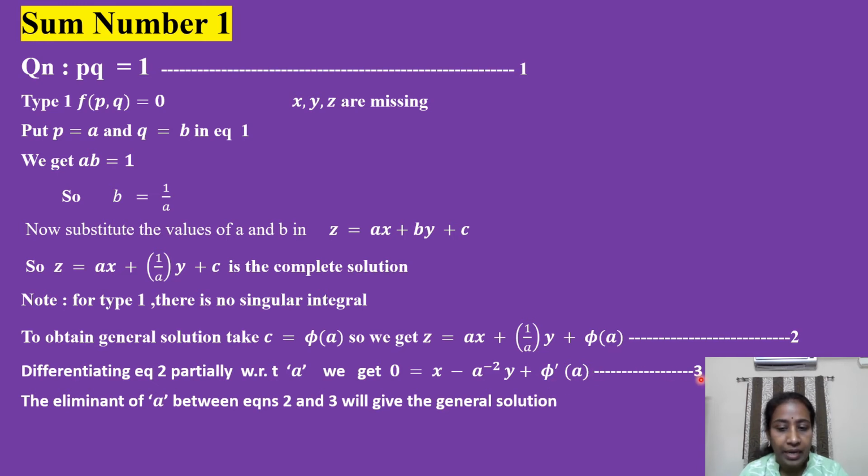Now this I am naming as 3. So we've got equation 2 and equation 3, and when we eliminate a in equation 2 and equation 3, the solution which we get is called the general solution.